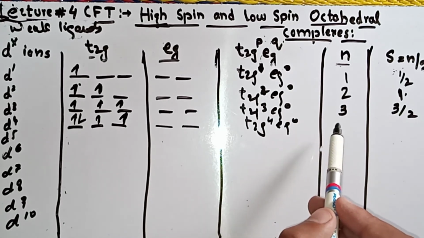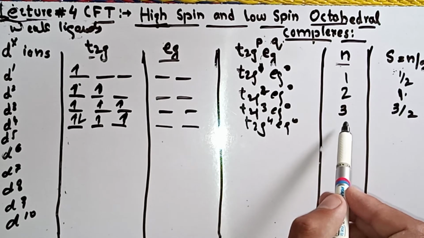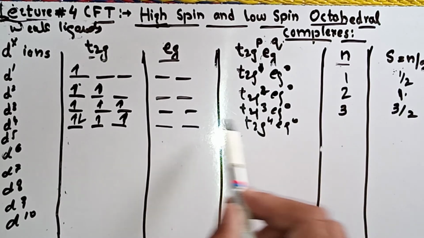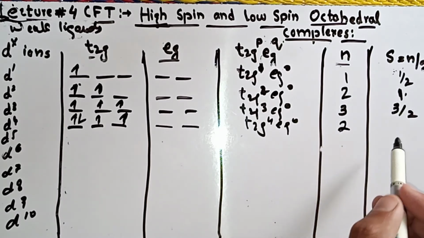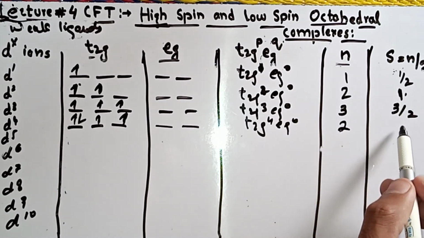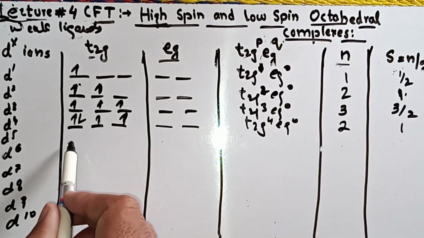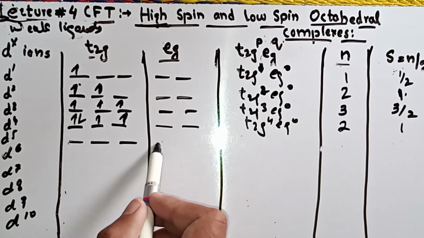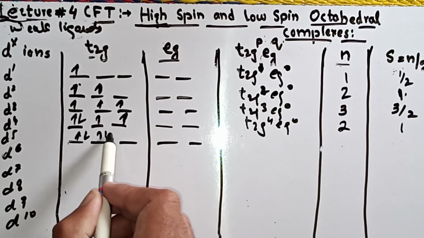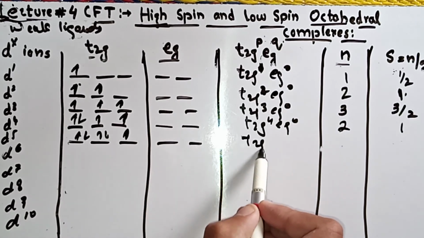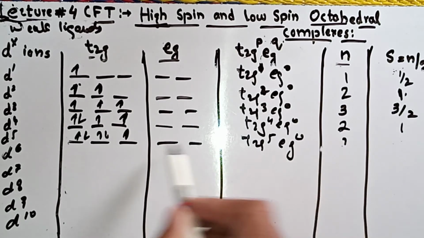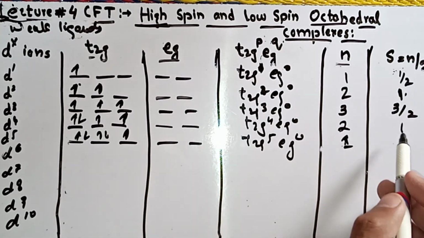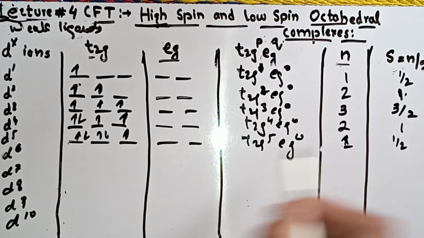The resultant spin: the number of unpaired electrons here is 2. So the resultant spin will be 2 divided by 2, which is equal to 1. Similarly, here it is also like that. Here T2G 5, Eg 0. Here there is 1 unpaired electron, so the resultant spin will be equal to 1 divided by 2.